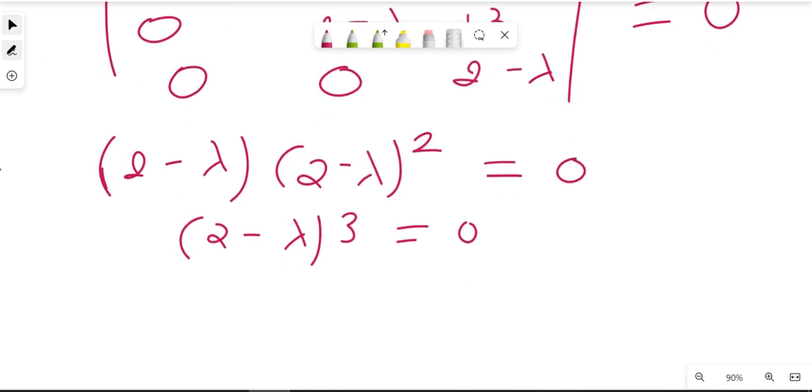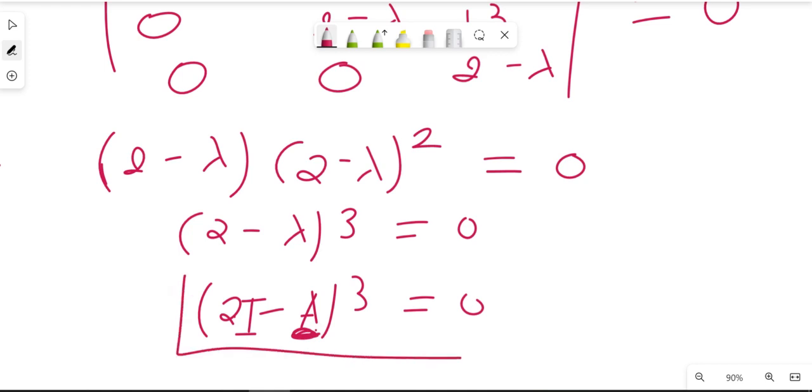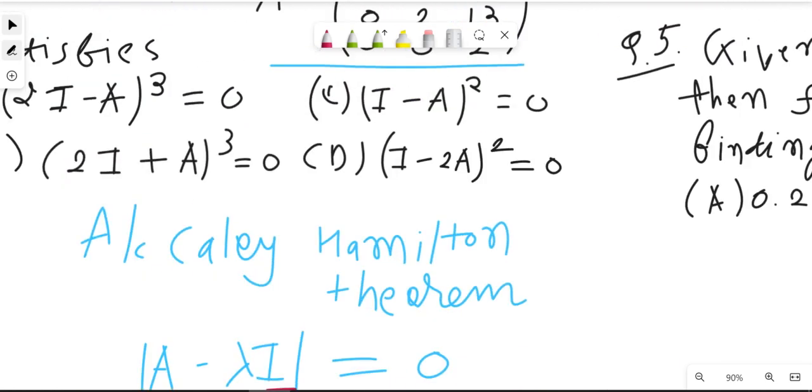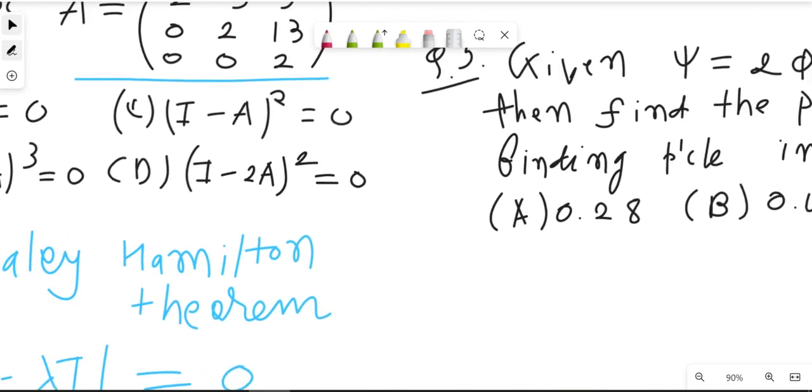And now we substitute A instead of lambda, so it will be 2 minus A whole cube is equal to 0. A is a matrix, so here 2 should not be a number, so I write 2I because A is a matrix. So the correct answer will be 2I minus A whole cube. So the correct option is 2I minus A whole cube. Then the fifth question.